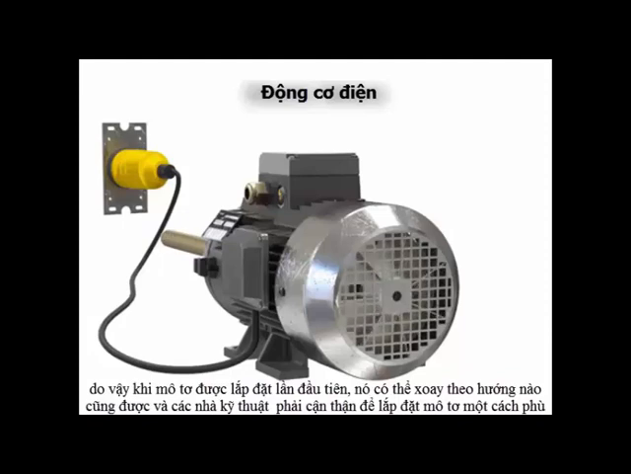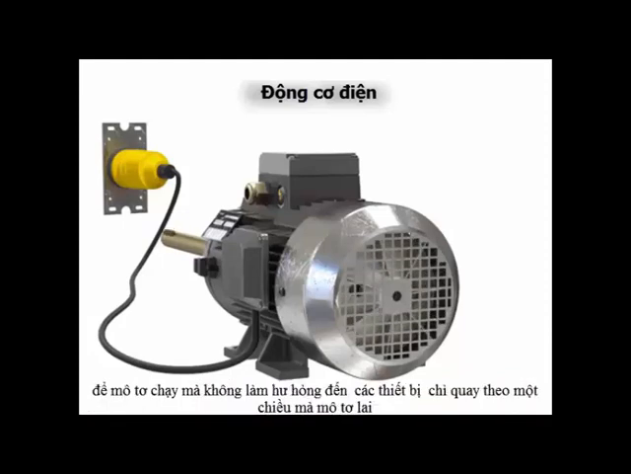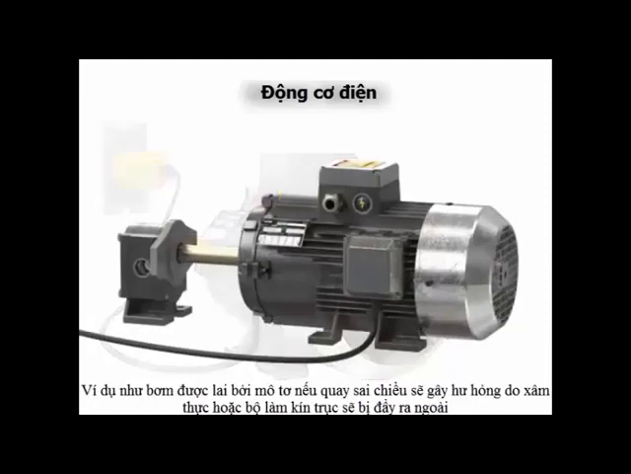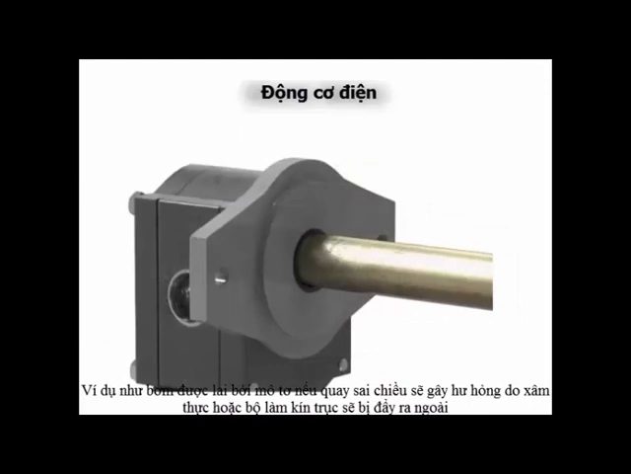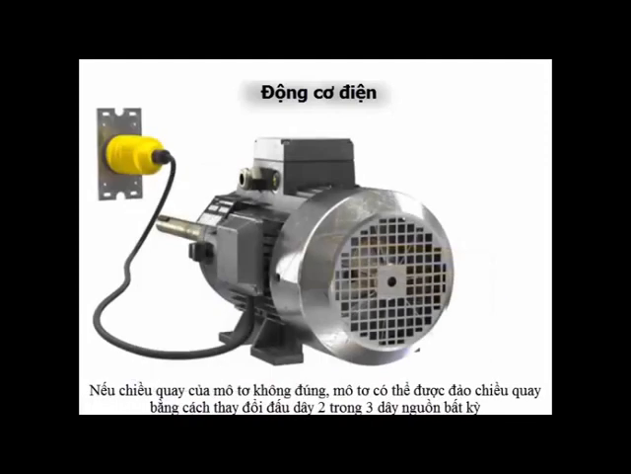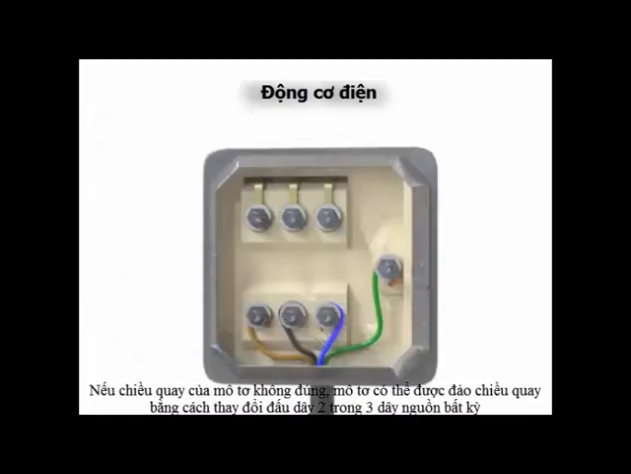install it properly. While the motor itself can run in either direction without harm, the components that the motor drives may be unidirectional. For instance, running a pump in the wrong direction may cause damage due to cavitation or expulsion of the shaft seal. If the motor's rotation is incorrect for the required application, it can be reversed by simply interchanging the connections to any two of the three power wires.